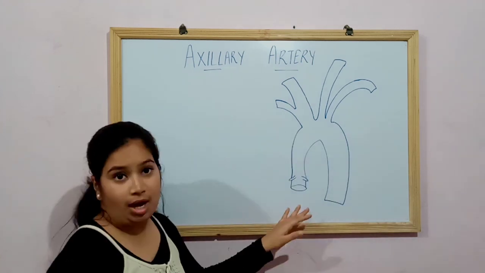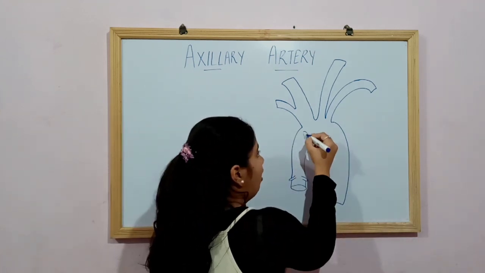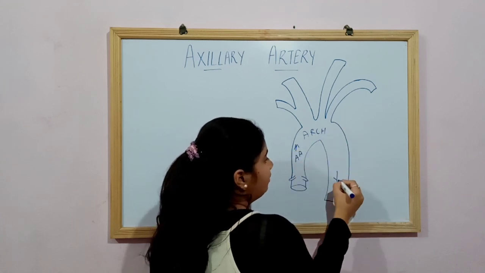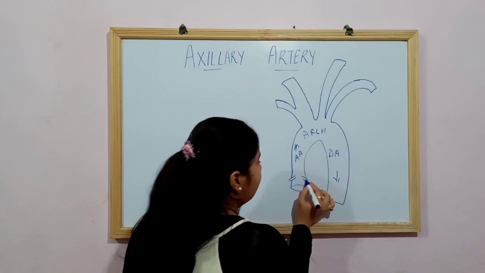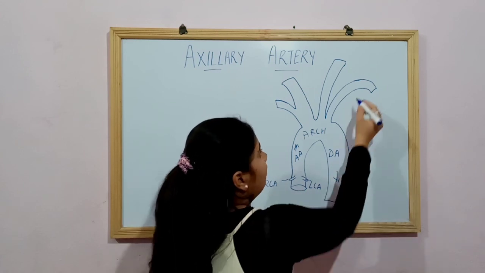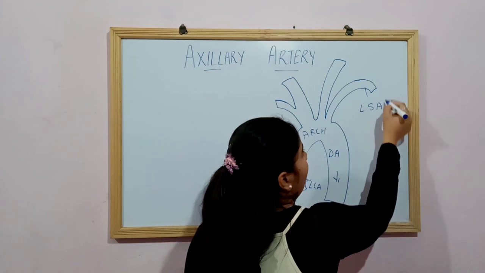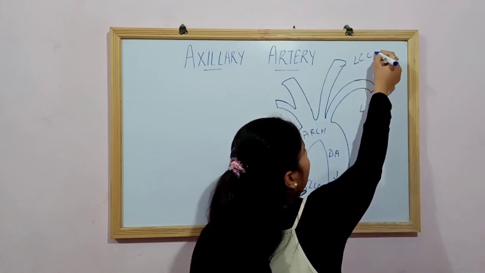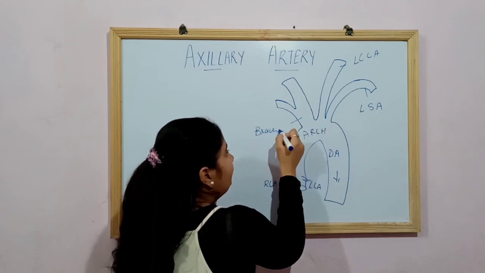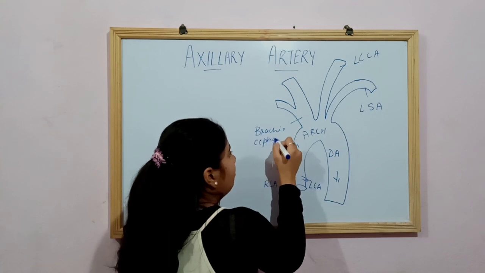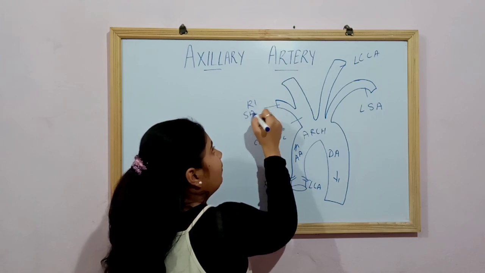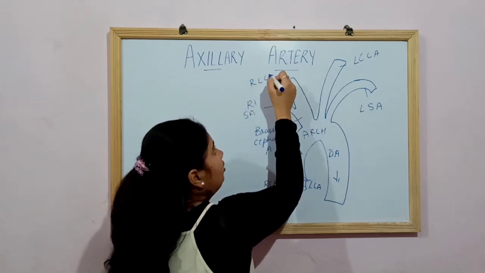So this is the diagram of the arch of the aorta. As you all know, this is the arch part. This is the ascending aorta. This is the descending aorta. This is your left coronary artery. This is your right coronary artery. This is your left subclavian artery. This is your left common carotid artery. This is the branch of the brachiocephalic artery. This is the right subclavian artery. This is the right common carotid artery.